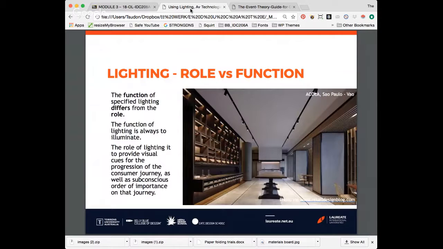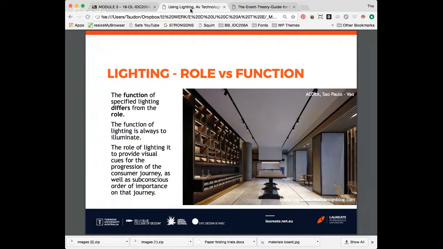The function of specified lighting differs from the role, and this is really important to be aware of. The function of lighting is always and will always be purely to illuminate, but the role of lighting is to provide visual cues for the progression of the consumer journey, as well as a subconscious order of importance of that journey. So if the lighting within your retail space is all of the same level, it's very, very difficult from the consumer point of view to determine where the important areas of that space are. It also doesn't feel particularly ambient.